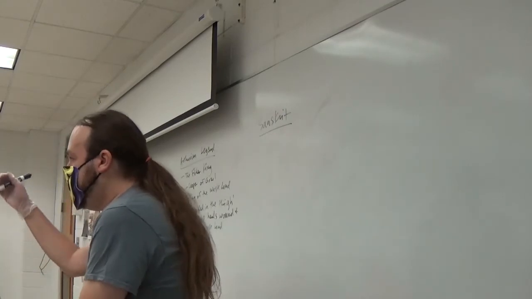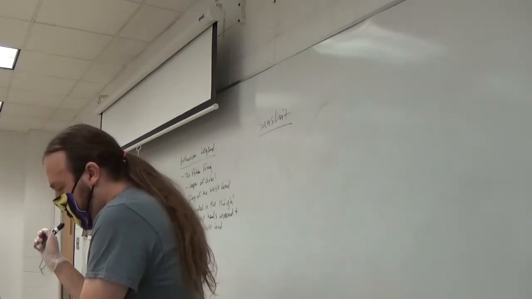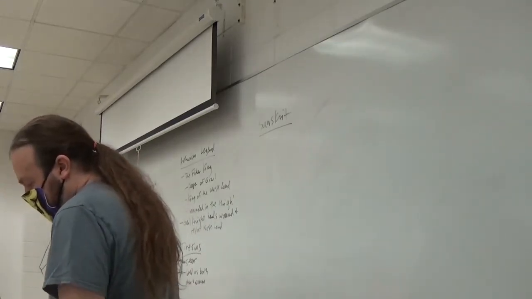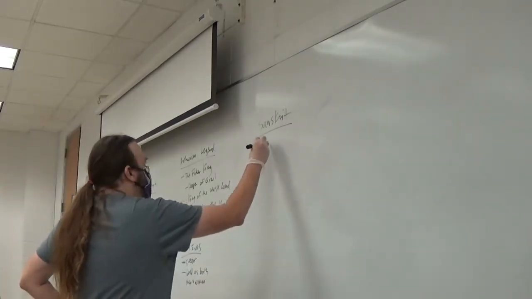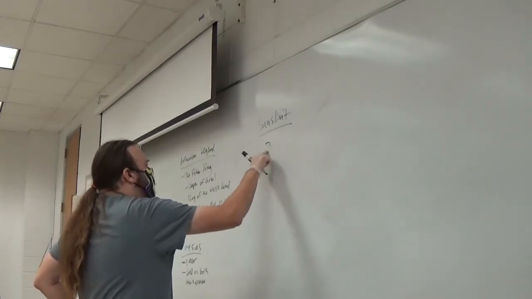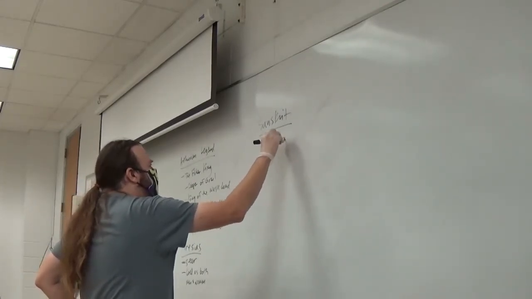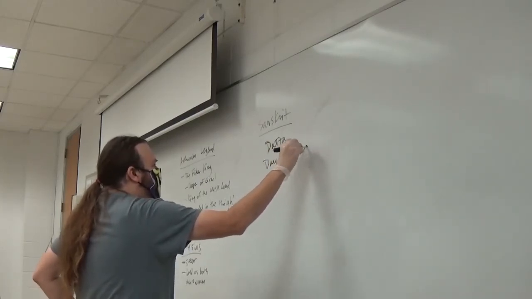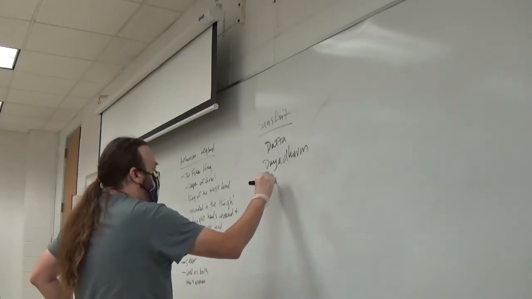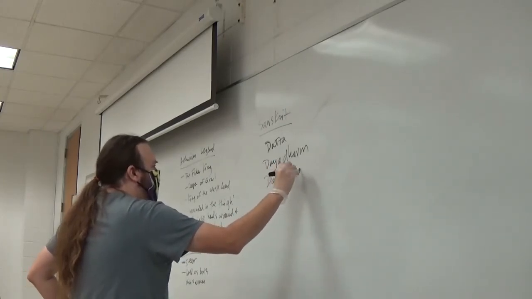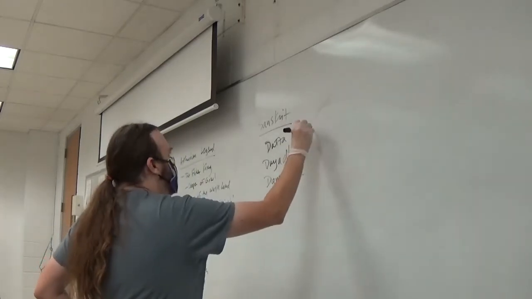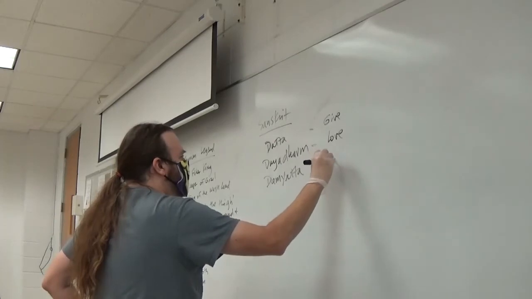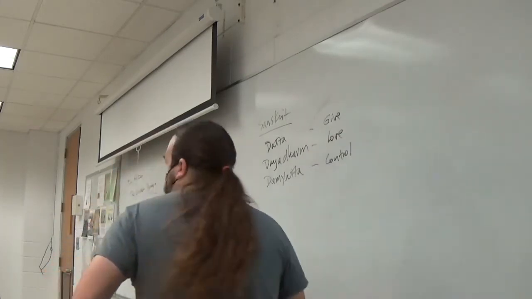And then the last six words of the poem are all Sanskrit as well. So these three Sanskrit words, Datta, Dayadhvam, and Damyata, mean give, love, and control.